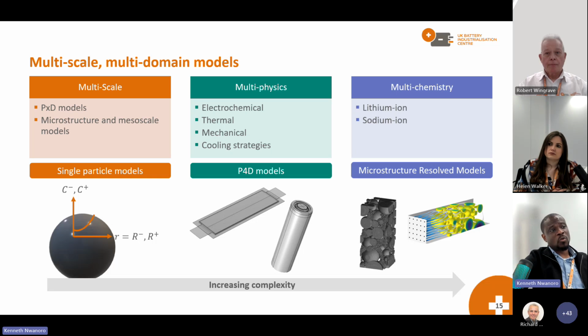Our model is also quite multi-physics in nature. All I've been talking about so far is electrochemical, but we can couple that with thermal, mechanical, and even cooling strategies involving CFD. Again, we are quite versatile when it comes to chemistries and materials. Our simulations can cater for lithium-ion batteries, sodium-ion batteries, and even any other emerging chemistries that are out there.